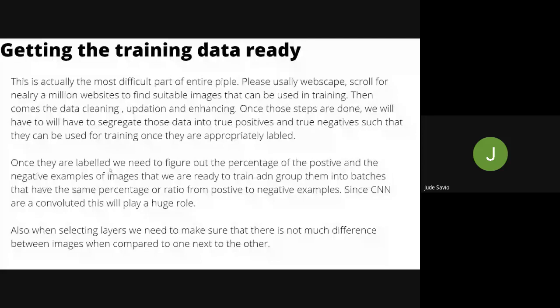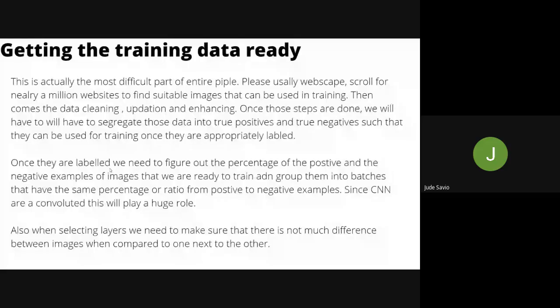Once these steps are done, we will have to segregate the data into true positives and true negatives, such that they're used for training once they are appropriately labeled. So mask on, mask off. Once they are labeled, we need to figure out the percentage of true positives present in the images.